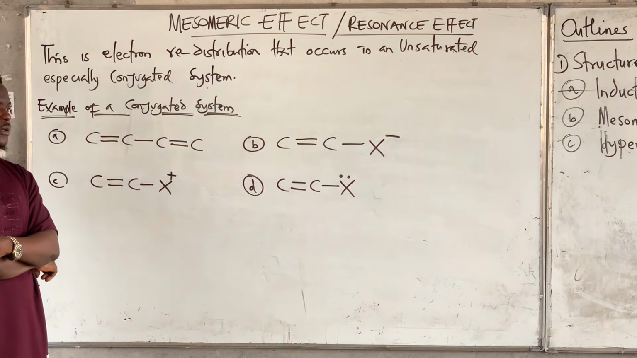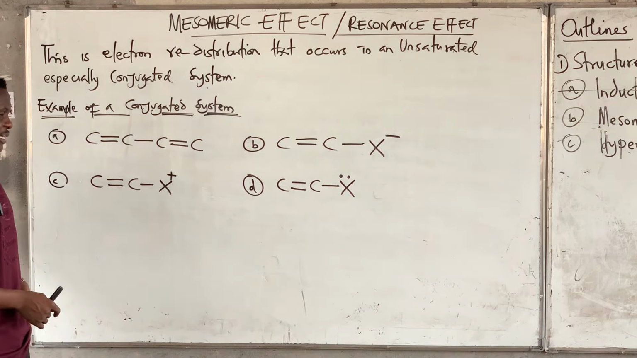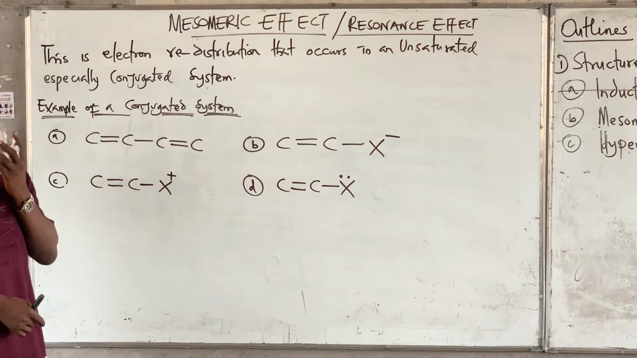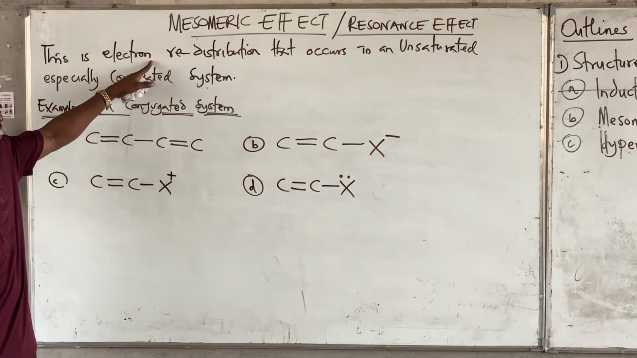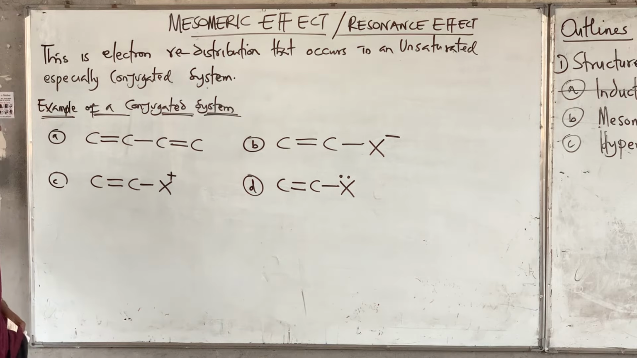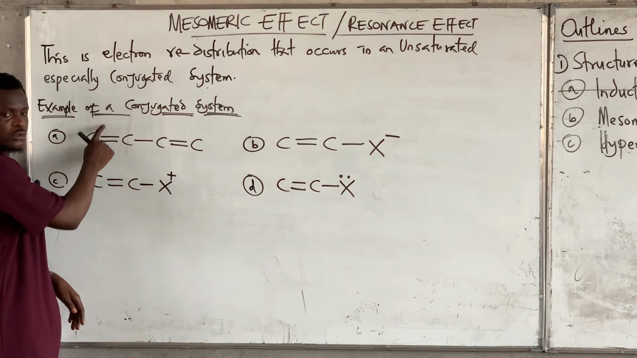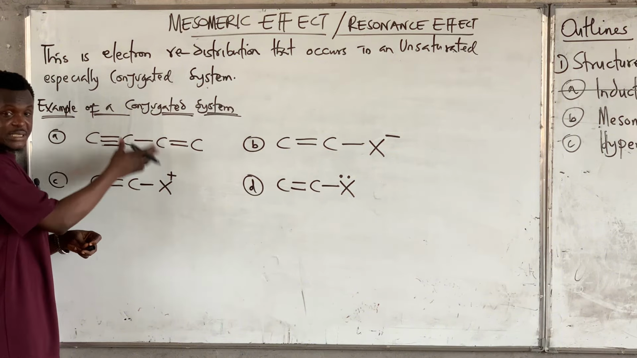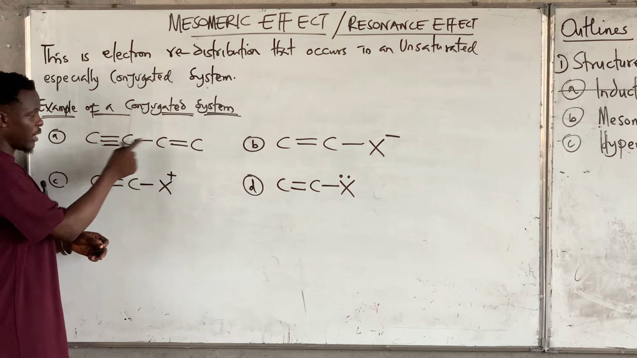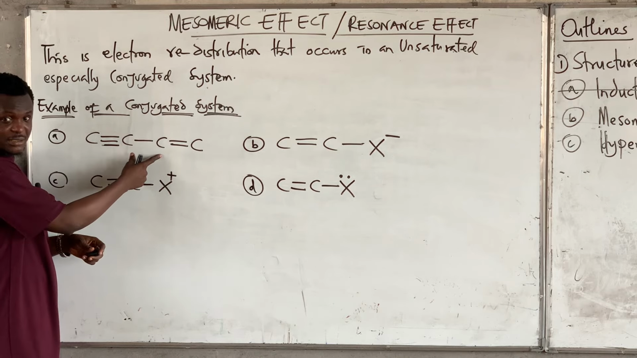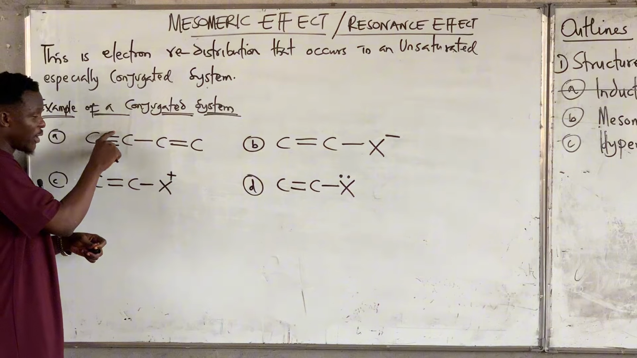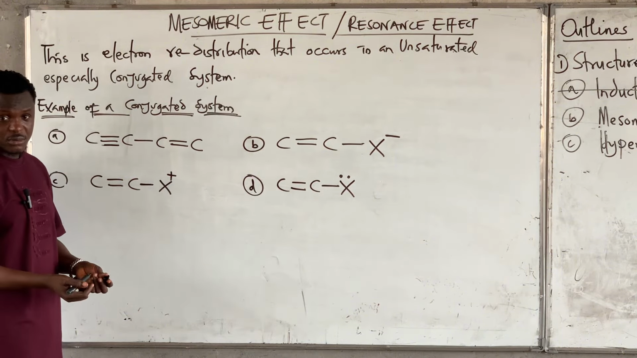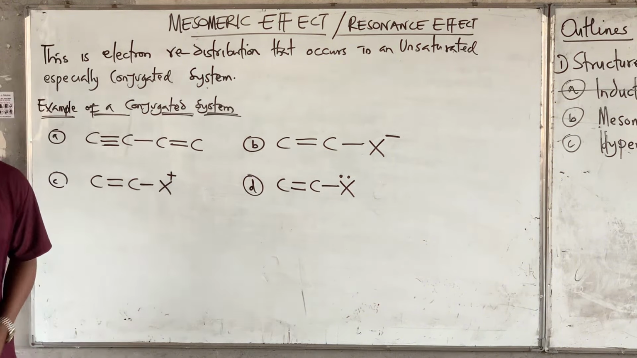So anytime they ask you the effect that takes place in a conjugated system, it is mesomeric effect. Right? So take note of these systems. Anytime you come across them in exams or in your textbook, know that they are conjugated systems. So we said this is electron redistribution that occurs in an unsaturated system. Unsaturated simply means once you have a double bond or a triple bond. Please note that anywhere I have a double bond, I can also have a triple bond. It's still the same thing. So if you see a triple bond and a double bond, don't say it's not conjugated. It's still conjugated, right? Anywhere you have a double bond, that place can be a triple bond.